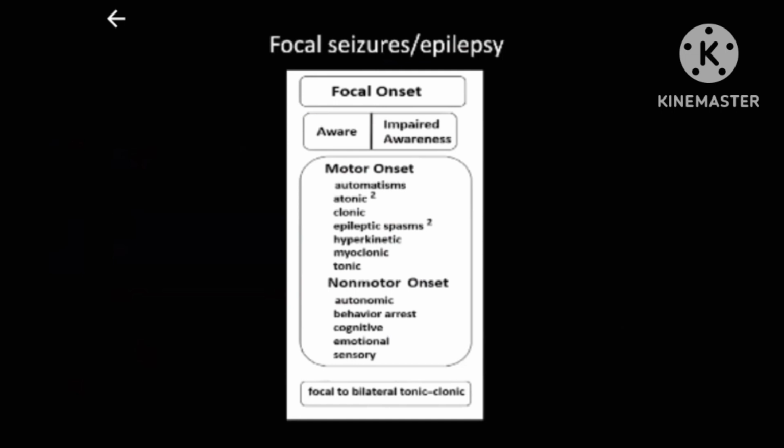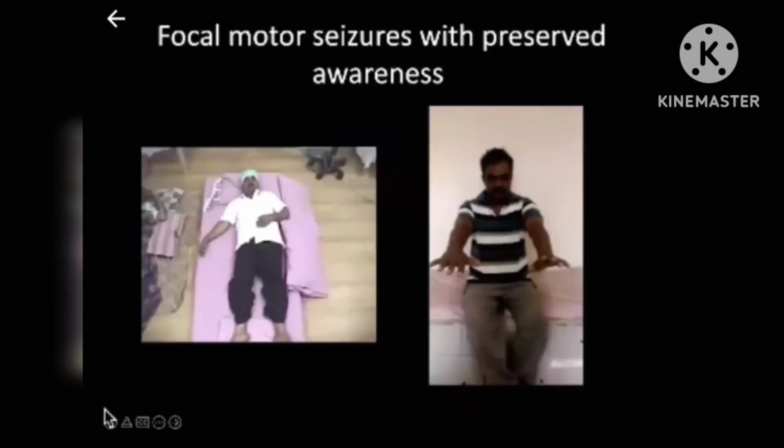Again, I said that focal onset can be aware, can be unaware. And again, it can be motor, it can be non-motor. So let us see some examples. And it can be focal but becoming generalized. I have some examples of it. Watch this gentleman now.